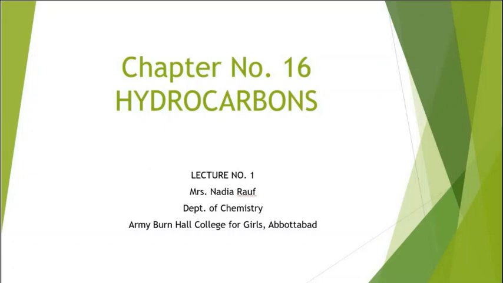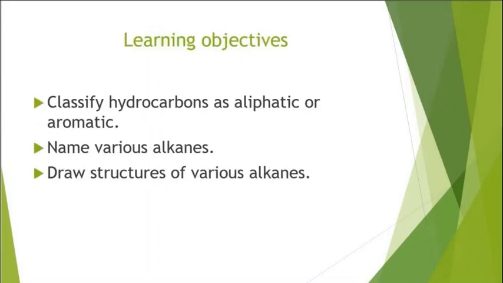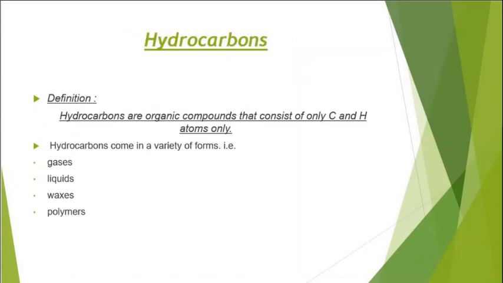In this lecture today, we are going to study some starting topics of this chapter, that is introduction of hydrocarbons, types of hydrocarbons, and among alkanes, we are going to discuss nomenclature of alkanes only. By the end of this lecture, you should be able to classify hydrocarbons as aliphatic or aromatic, as you have studied about the types of hydrocarbons. You should be able to name various alkanes, and you should be able to draw structures of various alkanes as well.